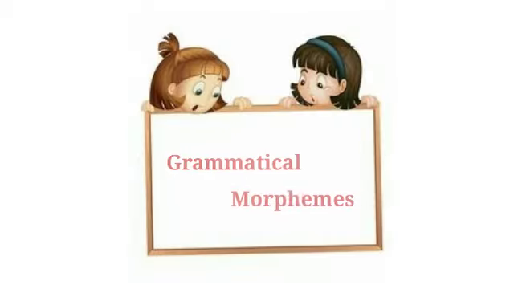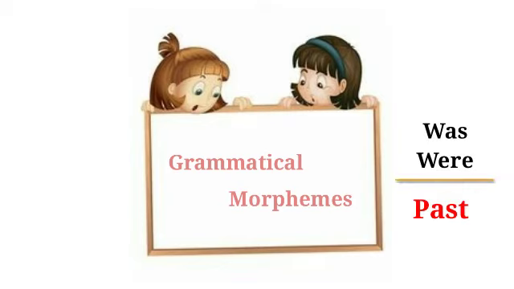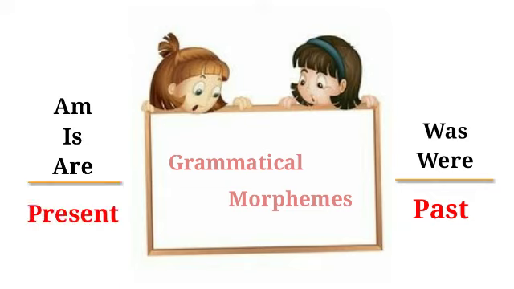And I want to talk about grammatical morpheme. What is a grammatical morpheme? A grammatical morpheme is a morpheme that carries only grammatical meaning. That means there is no sense in this morpheme. For example, was, were is the past form, and then am, is, are is the present form.